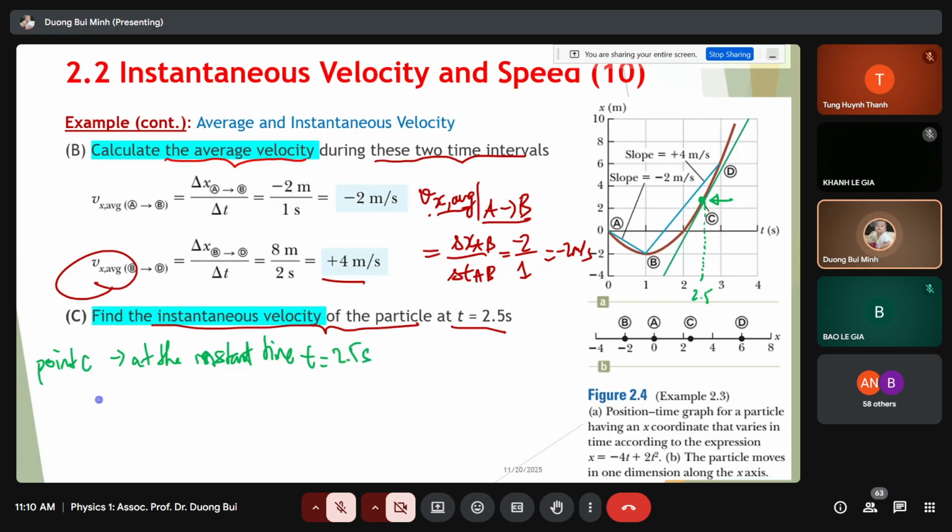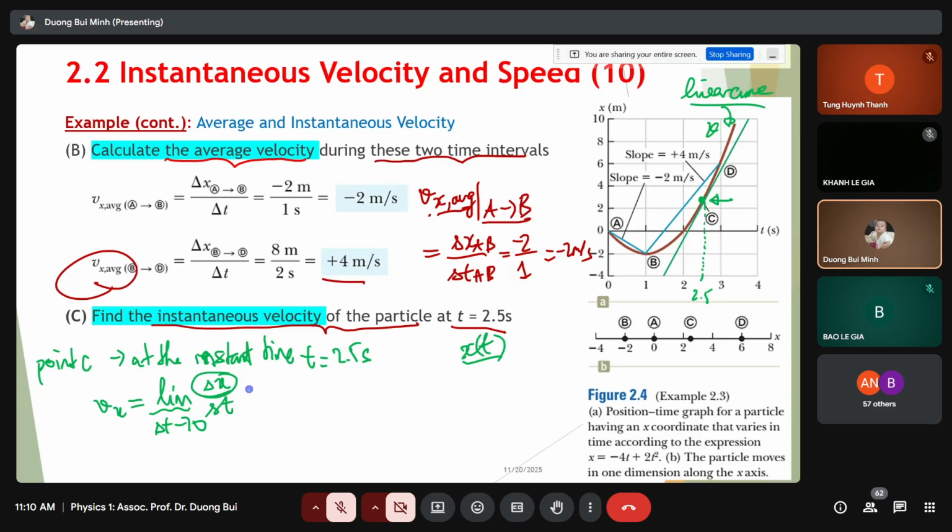So that means we need to calculate the limit, right? Vx is the limit as delta t approaches 0 of delta x over delta t. Do we have the function of x? No, we just know x is a curve, but we don't have the function of x. So we cannot calculate the limit because we don't have the function of x.